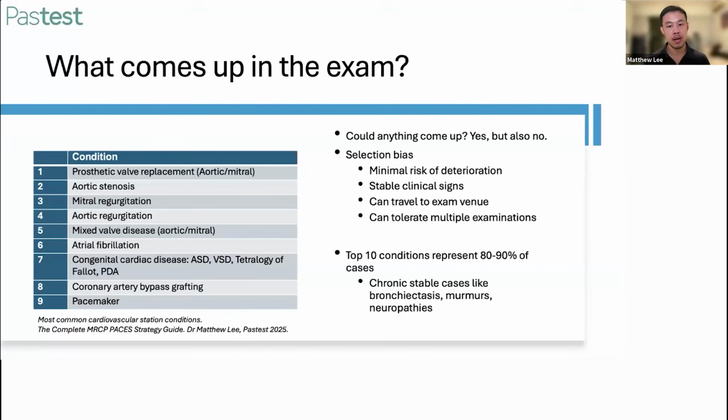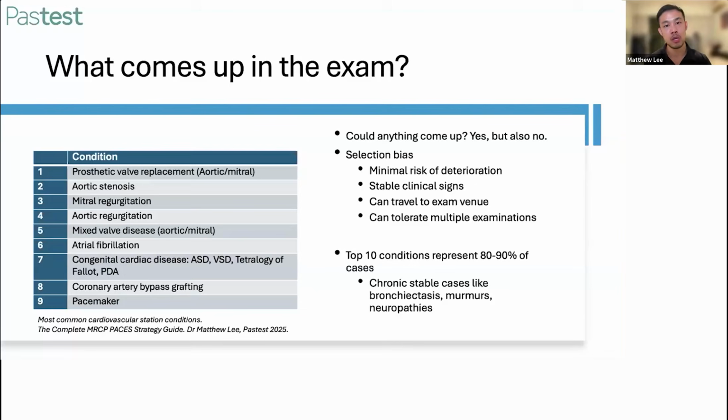What this means is that you can be quite strategic about trying to predict what comes up. What we found from speaking to many PACES candidates, not just from the UK but also from countries like Singapore, Hong Kong, India, Pakistan, is that oftentimes the common stuff is common. The top 10 conditions for each station represent 80 to 90% of the cases most of the time. And fulfilling that criteria often will mean that they are chronic conditions like bronchiectasis, murmurs, or neuropathies.